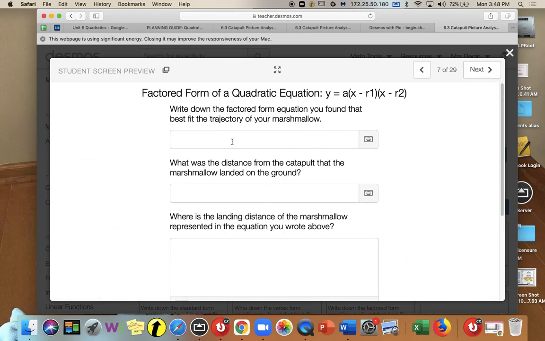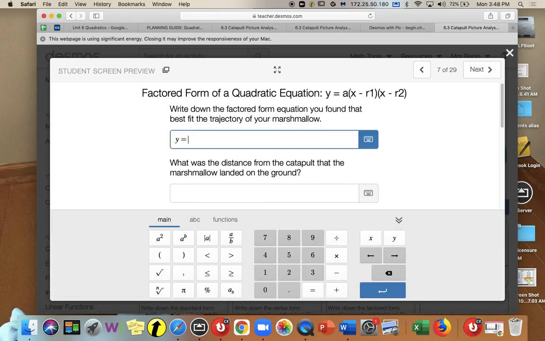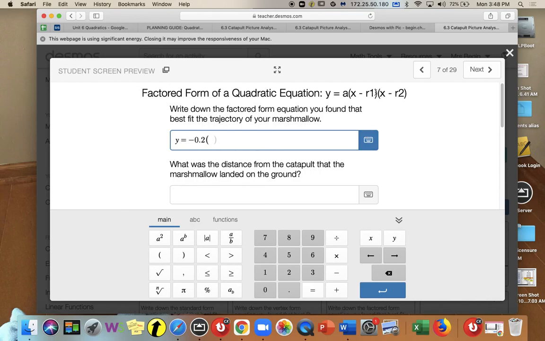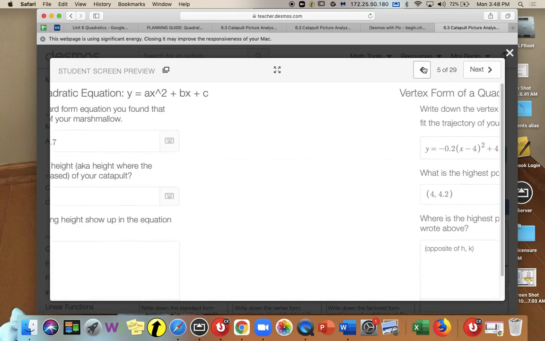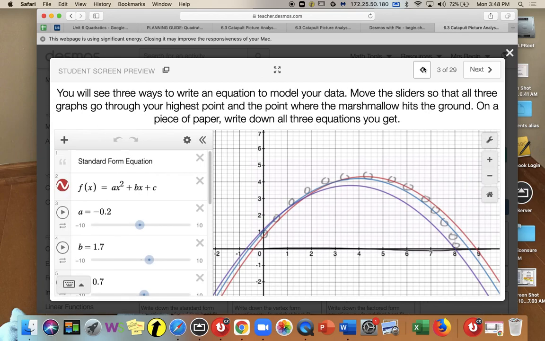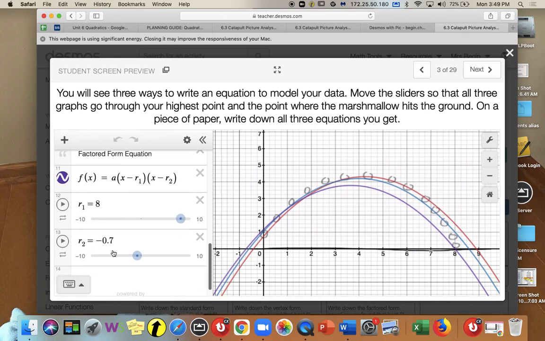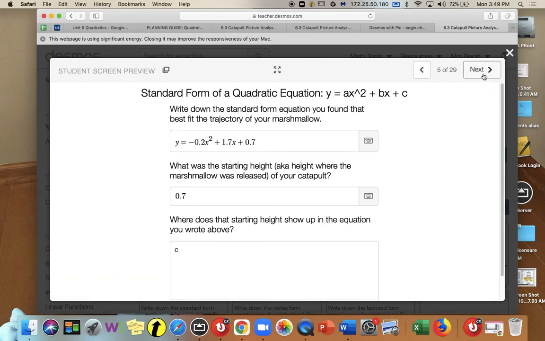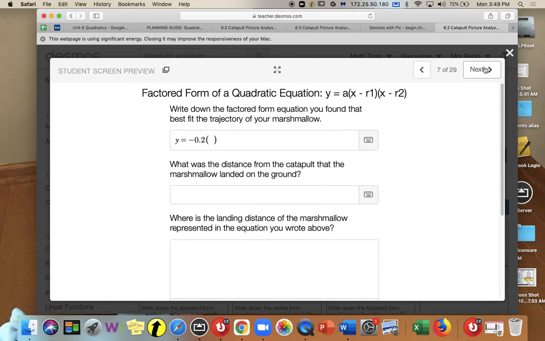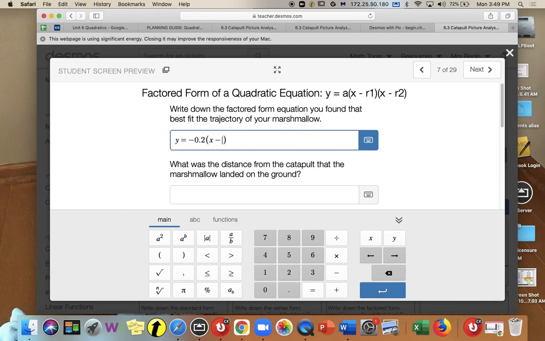And last is factored form, so we're going to type this in. Y equals, the A value was the same, negative 0.2. And then it's going to be x minus the R1 value, and my R1 value was negative 0.1, I believe. Or here's 8 and negative 0.7, so 8. So I'm going to have x minus 8, and then x plus 0.7 because it was negative.